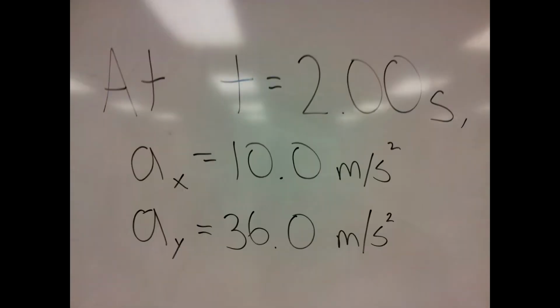By plugging t equals 2 seconds into both of the equations we just found, we can find the acceleration in both directions. The acceleration in the x direction comes out to be 10 meters per second squared, and the acceleration in the y direction comes out to be 36 meters per second squared.